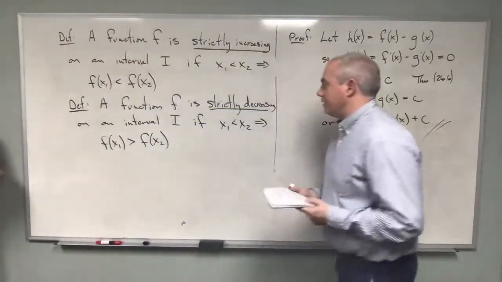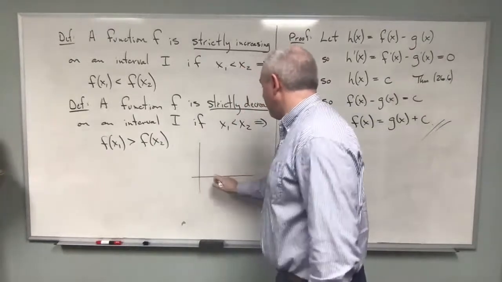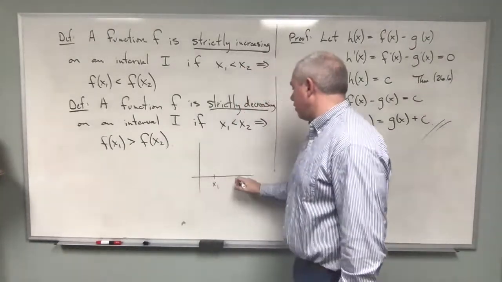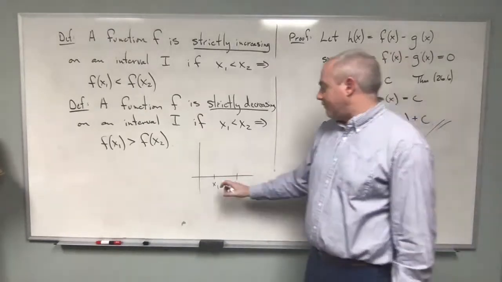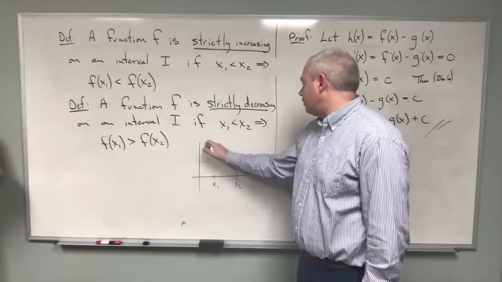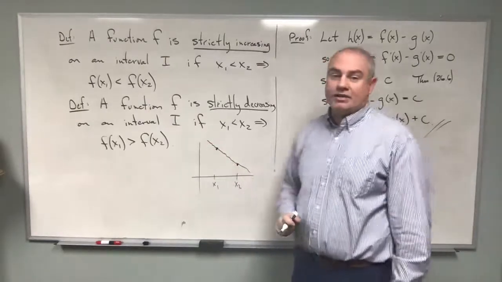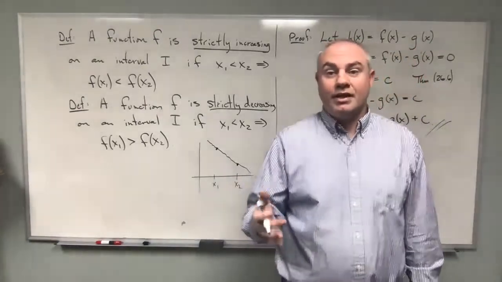So this is what it means to be strictly decreasing. If you take any 2 points, one's the small one, call it x1, one's the large one, call it x2, if f of x1 is always bigger than f of x2, then this thing must be kind of making its way downward. And so we say that the function is strictly decreasing.